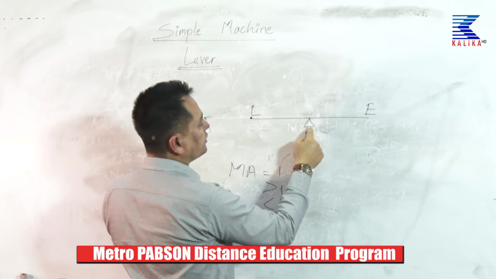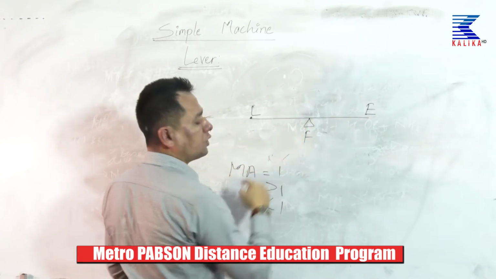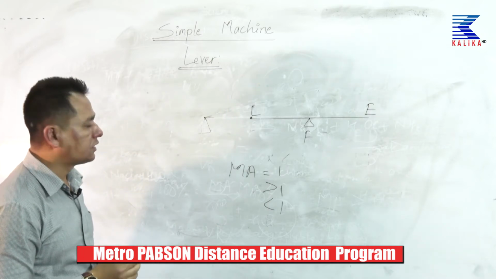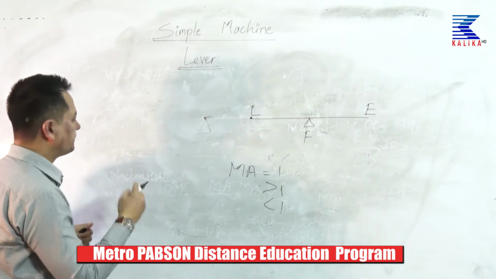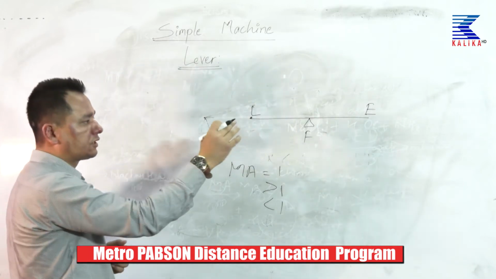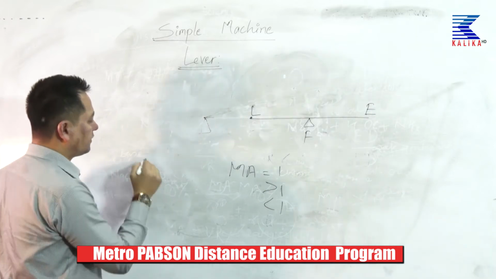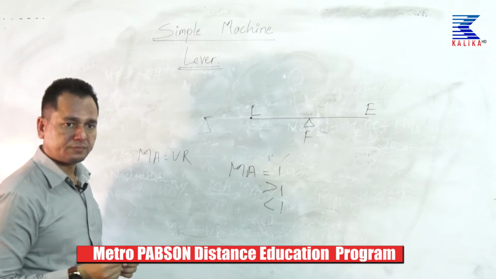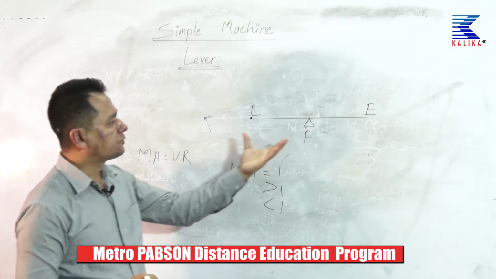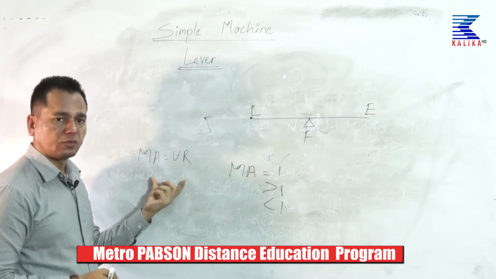If this fulcrum is exactly in between load and effort, in that case, load distance and effort distance are equal, so M is also equal to 1. If we assume this particular machine to be an ideal one, MA and VR are equal.